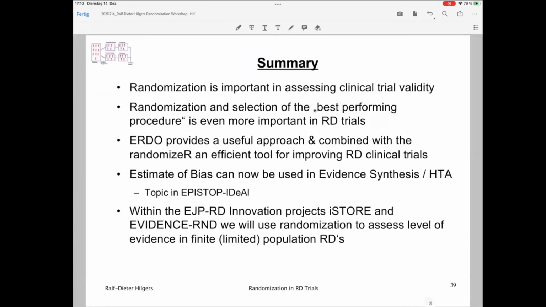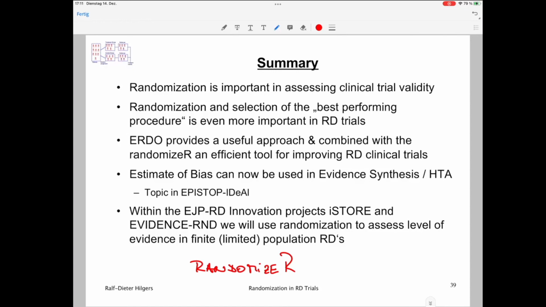Okay, to sum up, I'm too fast, I guess. Maybe you have questions. So randomization is important in assessing clinical trial validity, but we have a model. And by this, we can quantify the effect of bias, and that brings another perspective into the discussion. Randomization and selection of the best performing procedure is now available because we have the software. The software is called Randomizer. It's an R package which you can download for free, and there is also a vignette and description and so on. Yeah, and well, that's helpful in that direction.